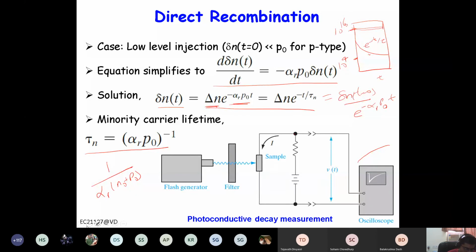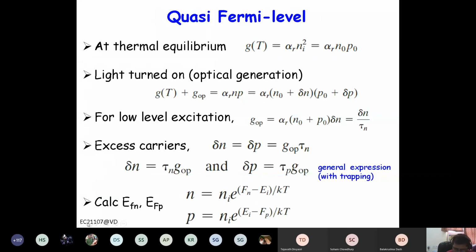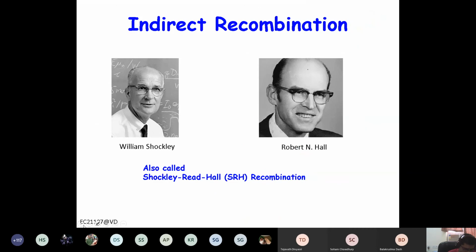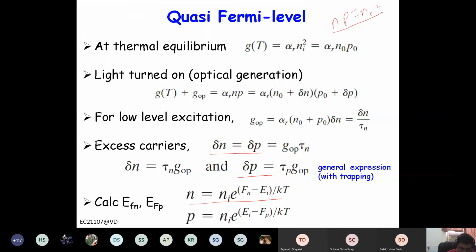Now let us also learn about the concept of quasi Fermi level, because we have defined the Fermi level in equilibrium, where np is equal to ni square. Now, when there is carrier generation or recombination, these extra carriers will increase the electron hole concentration. So your n will become n naught plus delta n, and p will become p naught plus delta p. From that, we can write the expression for electron and hole concentration.